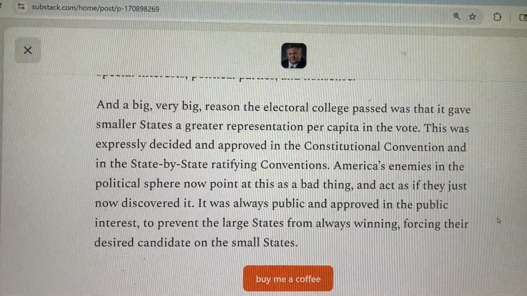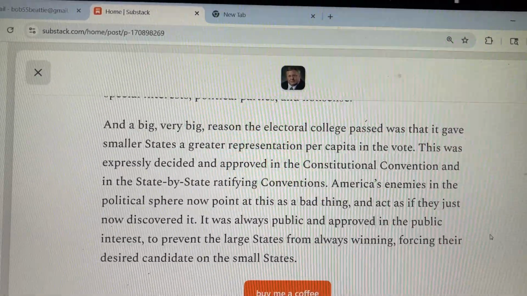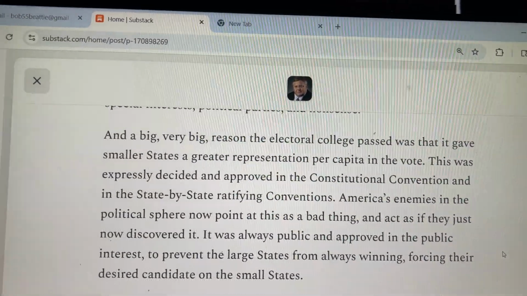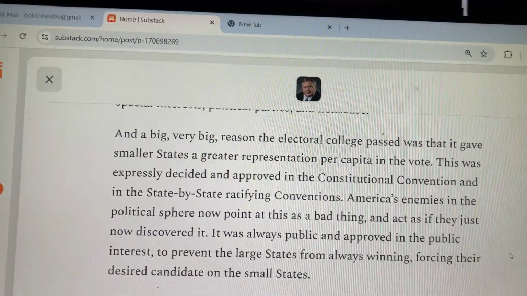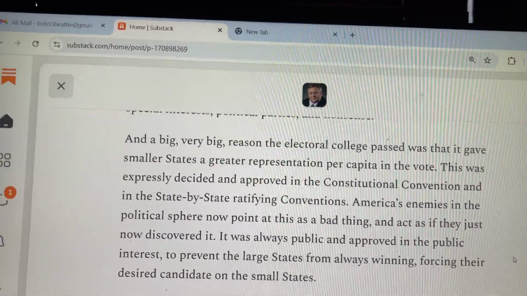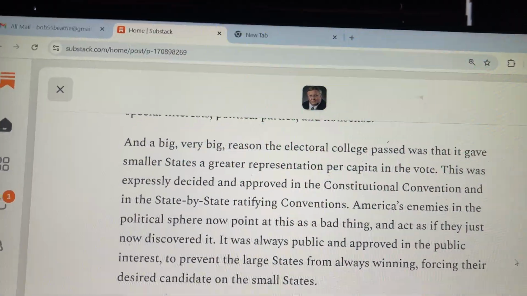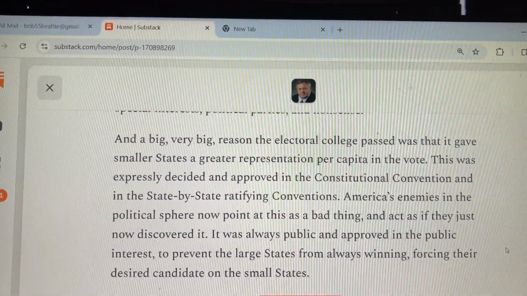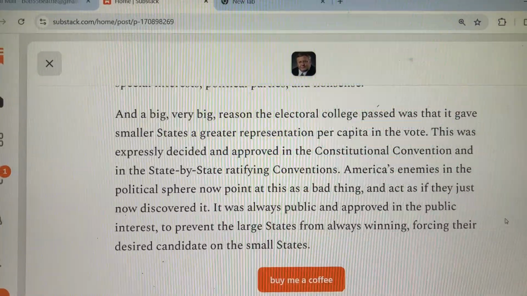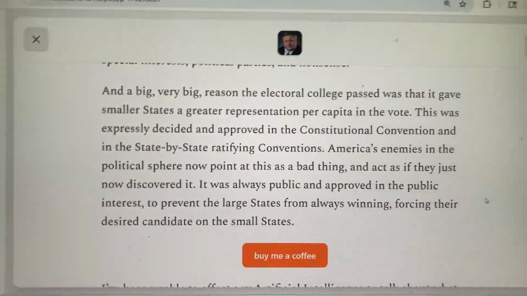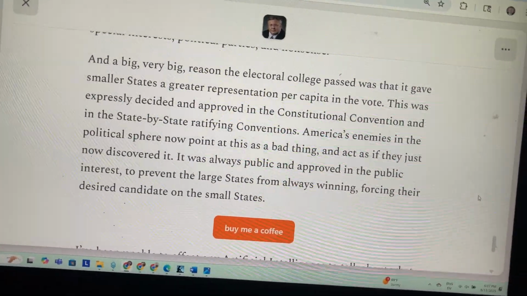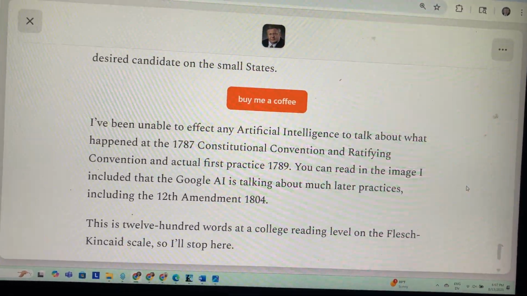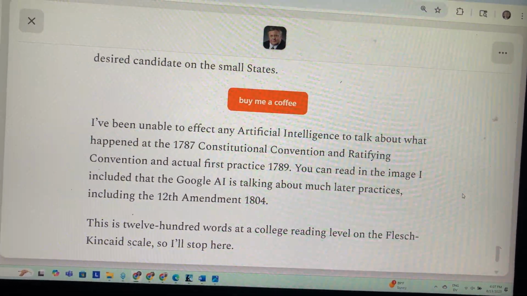It was always public. It was always approved in the public interest to prevent the large states from always winning, forcing their desired candidate on the small states. The small states have a bigger vote on a per capita basis on purpose, because we didn't create a democracy, we created a republic. And the fight all along was small states versus large states, not Democrats versus Republicans. This came along more than a century later.